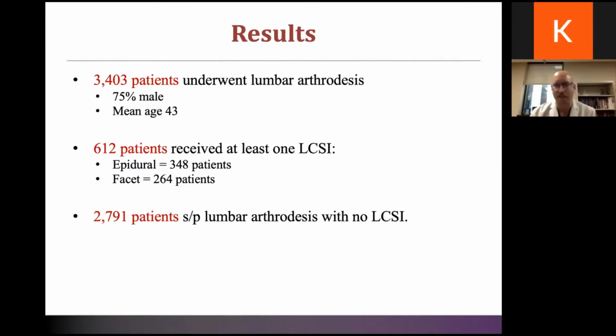612 of these patients had at least one steroid injection before their arthrodesis surgery, and you can see here it's broken down by epidural or facet. And about 2,700 didn't have any steroid injection before the arthrodesis surgery, and they're used as our control.